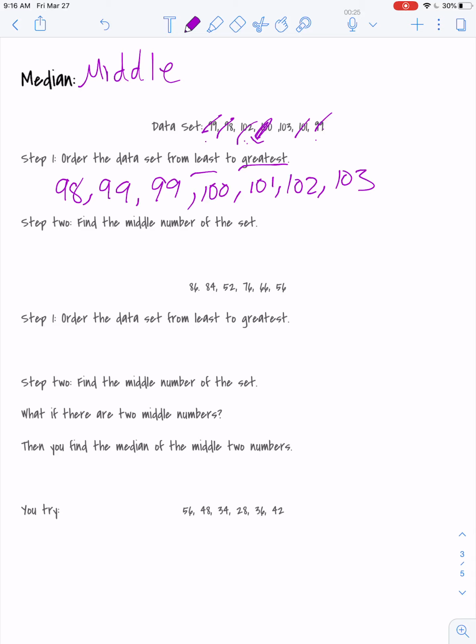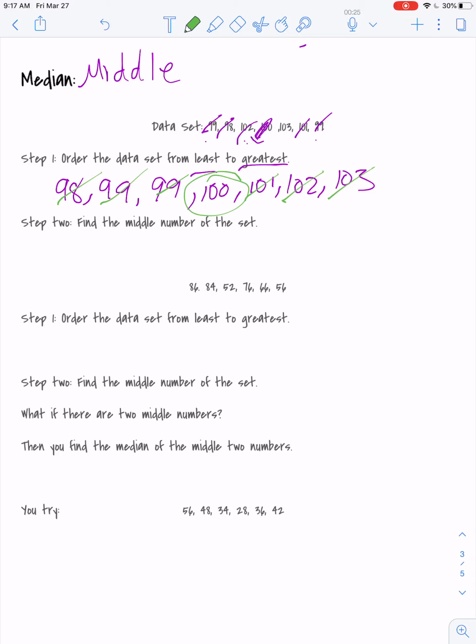So now I have all my numbers listed out from least to greatest. So now I need to do step 2, which is to find the middle number. One of the quickest ways to do this is to cross out one from each end. So I take one off this end, one off that end, one off this end, one off that end, until I end up with one number in the middle.